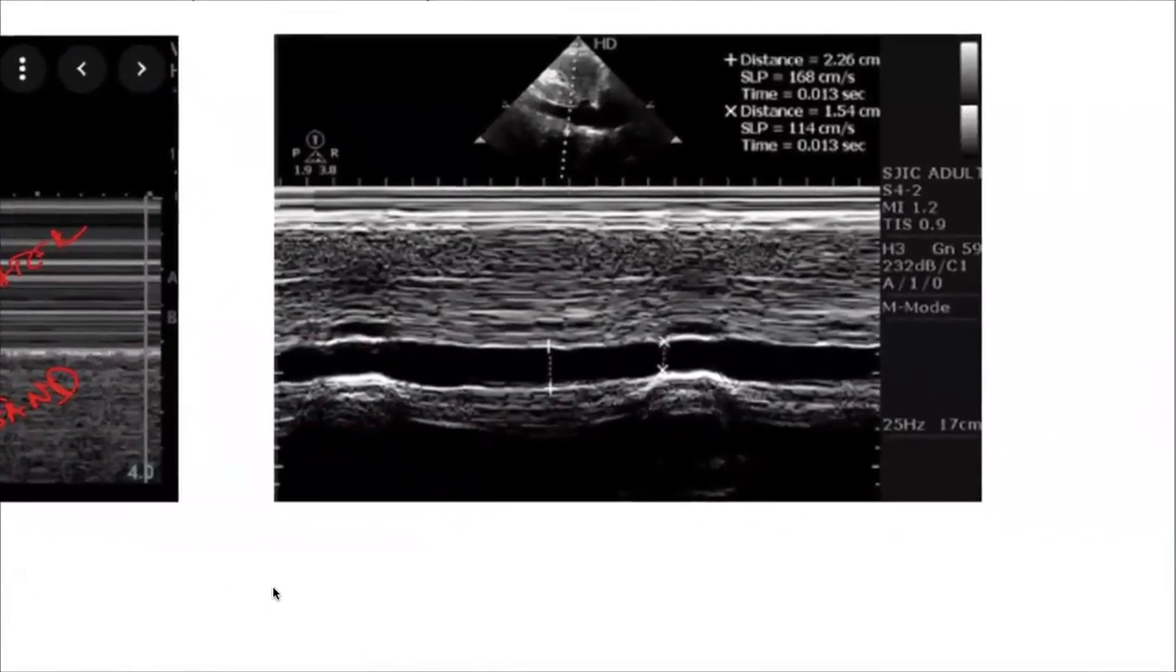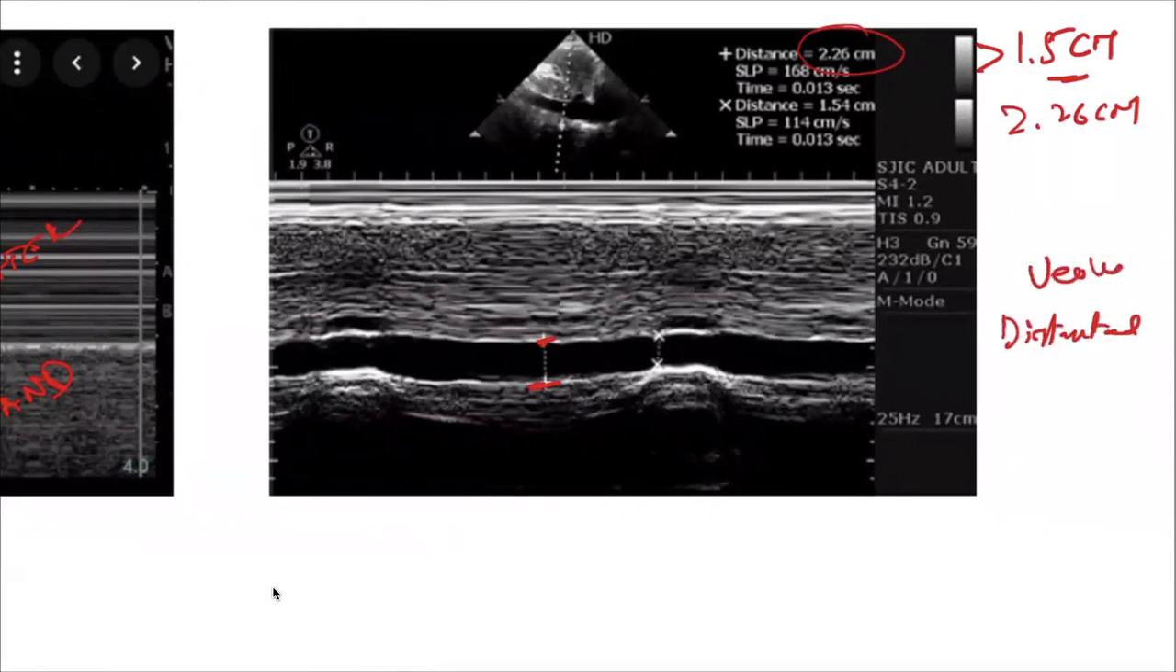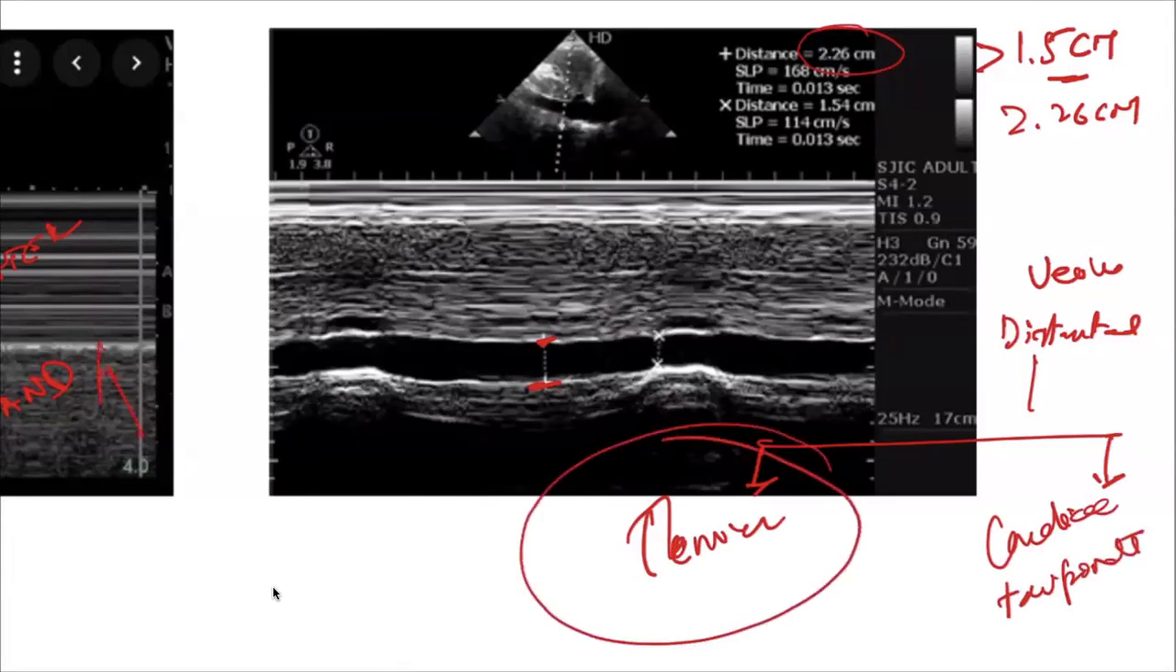Next image is of the IVC. They are showing a diameter of 2.26 centimeters. Anything more than 1.5 centimeters on an ultrasound scan, you can consider the IVC as distended. So the veins are distended. If the veins are distended, you have two differential diagnoses in a traumatic case. One differential diagnosis is tension pneumothorax. Another differential diagnosis is cardiac tamponade. Out of these two, you can rule out tension pneumothorax because there is no barcode sign, the seashore sign is seen. If you rule it out, you have cardiac tamponade as the diagnosis.